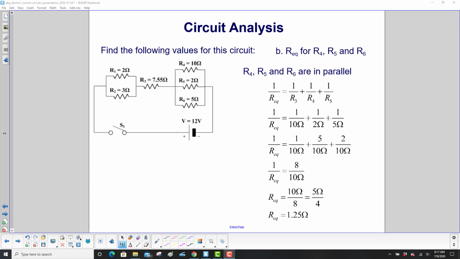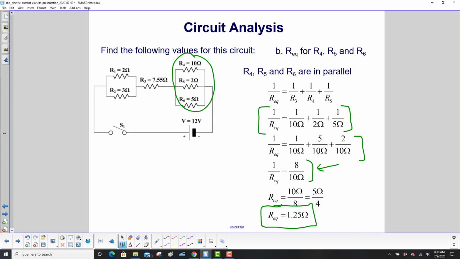Now let's find the equivalent resistance for this group. And here we're going to use the least common denominator method because we didn't derive algebraically what the formula would be for 3 resistors in parallel. So the least common denominator is 10. Add everybody together. We get 10 ohms over 8 once we invert this, which is 5 ohms over 4, and the equivalent resistance is 1.25 ohms.